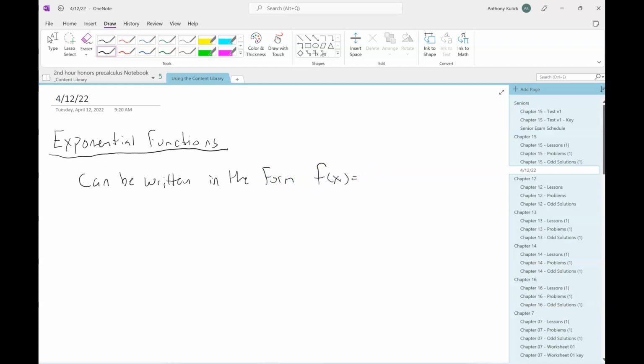So exponential functions can be written in the form a times b to the x, where a is not 0, b is greater than 0, and not equal to 1. So notice that in an exponential function, where is the independent variable located? In the exponent. That's your defining characteristic of an exponential function.